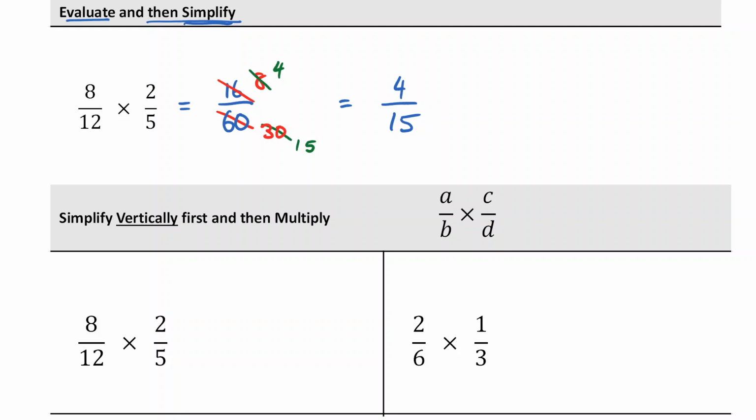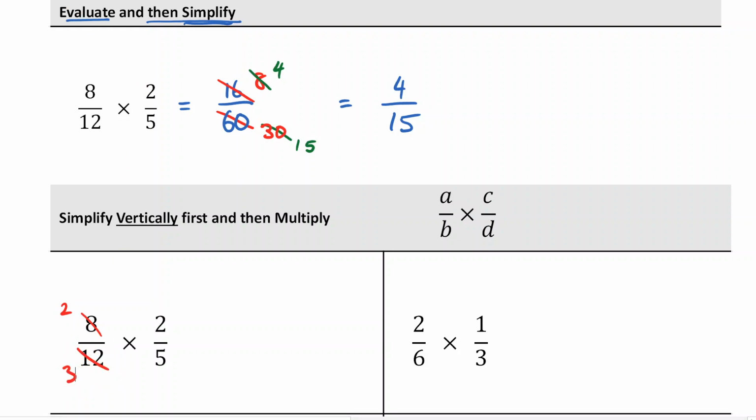What could I simplify here? Well, I have 8 and 12. So I'm simplifying here. I could divide them both by 4, right? 8 and 12 are both divisible by 4. 8 divided by 4 is 2. 12 divided by 4 is 3.